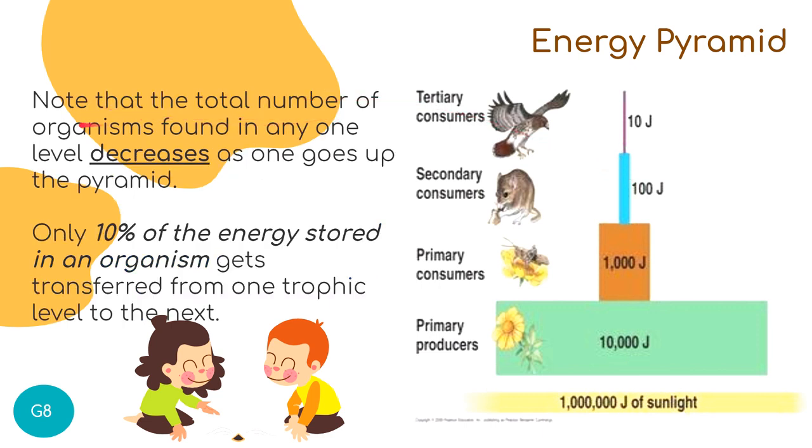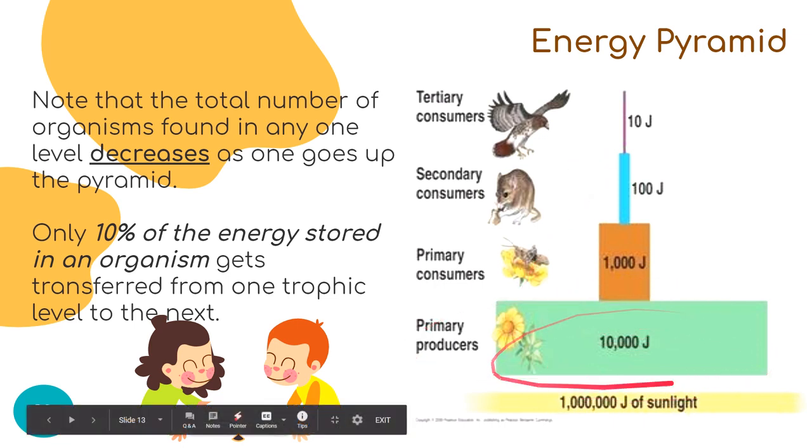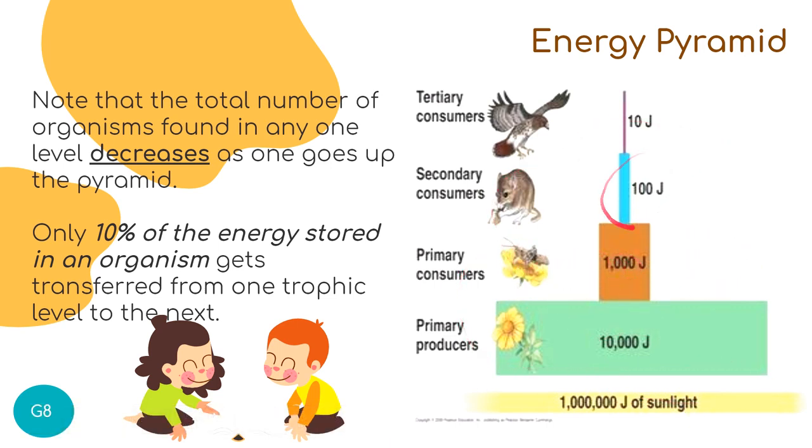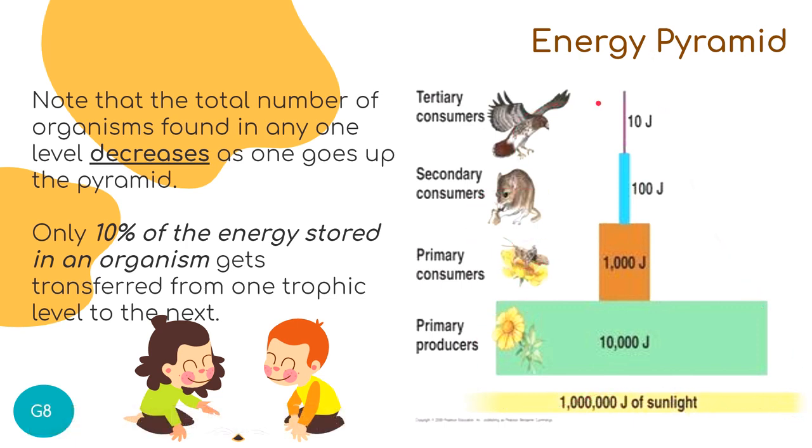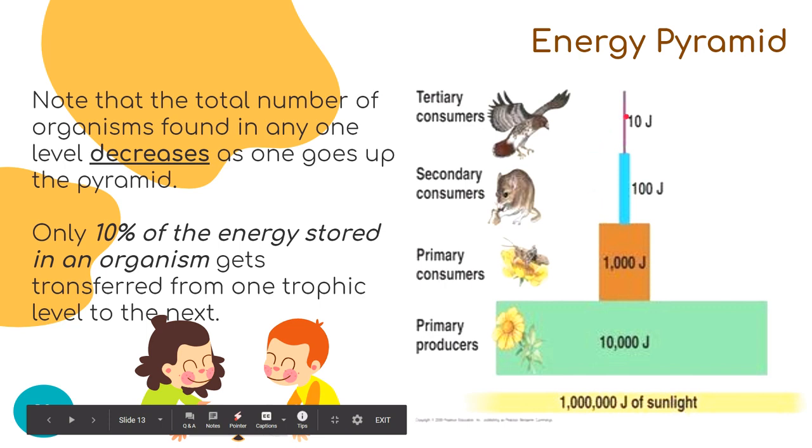Note that the total number of organisms found in any level decreases as one goes up, and only 10% of the stored energy in the organism can be transferred to the next trophic level. So only 10% of the total energy consumed by the plants can be transferred to the primary consumers. Only 10% can be transferred to the next consumer. Only 10% can be transferred to the next consumer, making it a pyramid. As you go higher, the number of organisms decreases and the amount of energy also decreases.